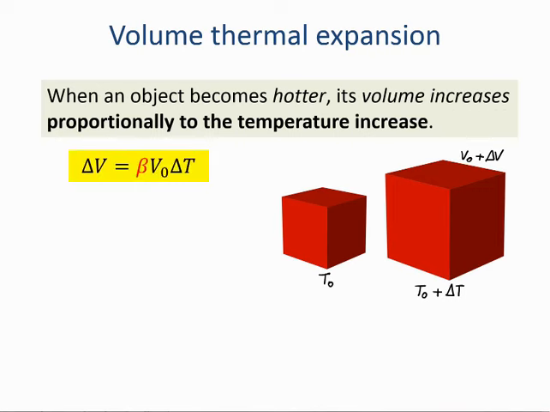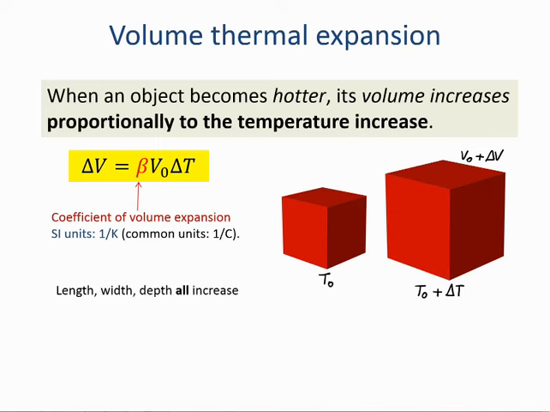It's an experimental fact that this delta V is proportional to the temperature increase delta T. The proportionality constant is beta. It's called the coefficient of volume expansion, measured in the same units. Again, just checking the dimensions: beta multiplies the volume times the temperature, so the units must be inverse temperature. And this is actually related to the coefficient of linear expansion alpha that we've seen a moment ago.